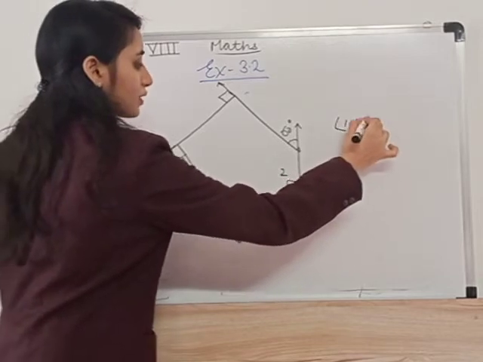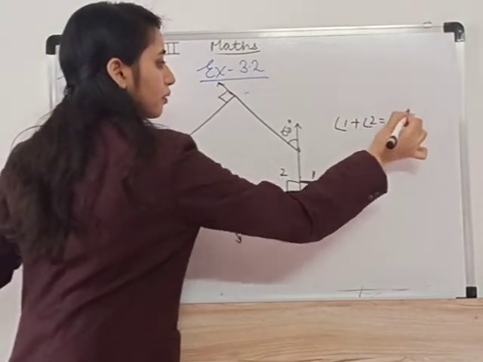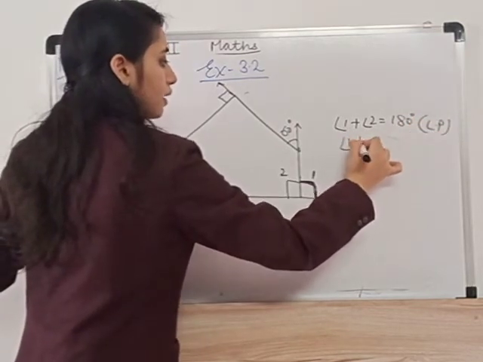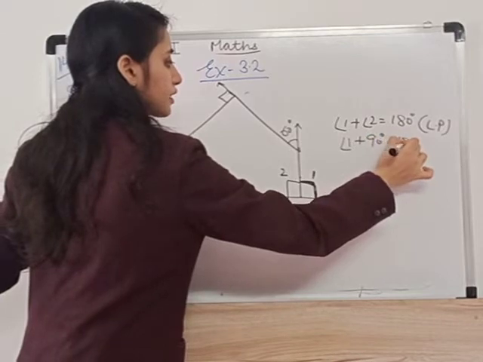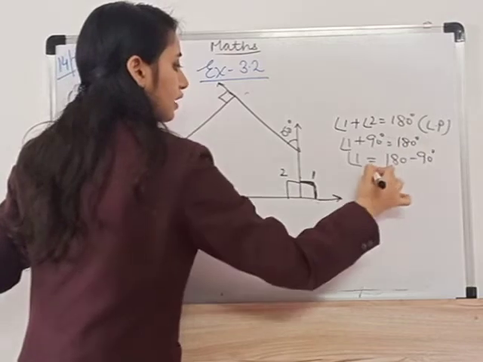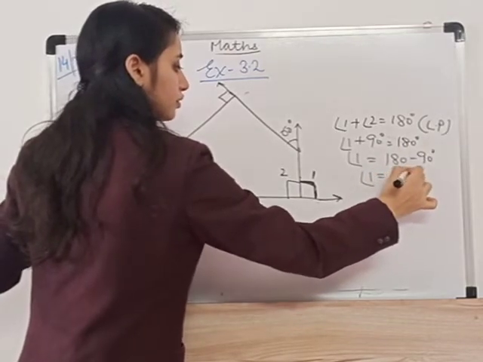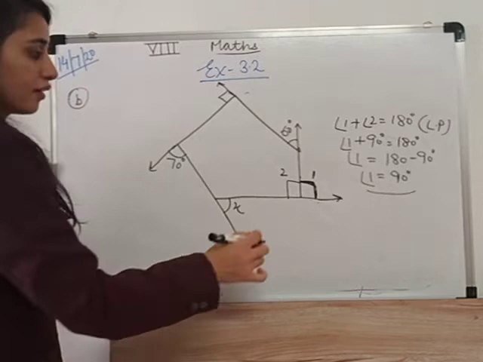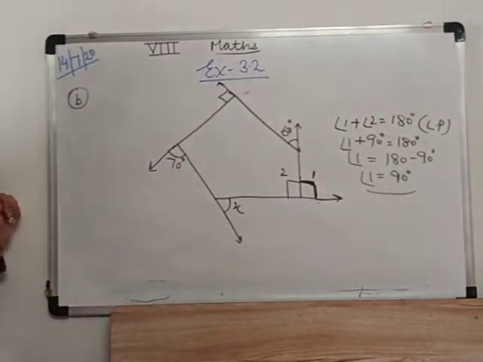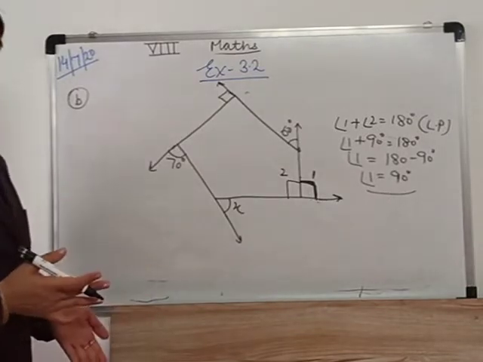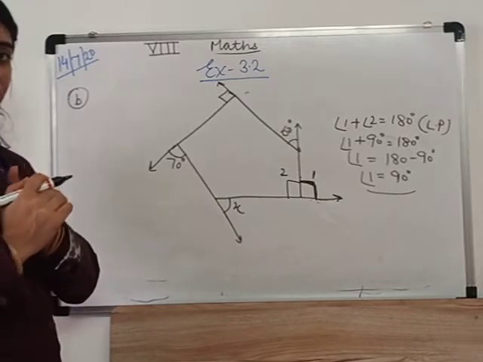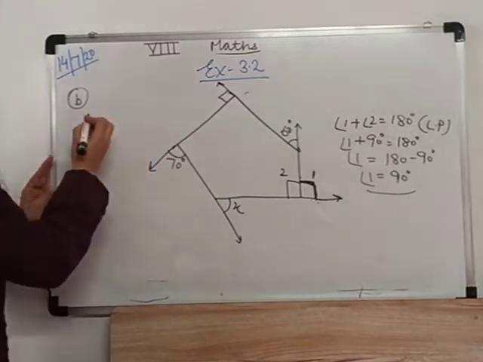Angle 1 plus angle 2 is equal to 180 by linear pair, and angle 1 plus angle 2 is already 90 degrees given. Then angle 1 is equal to 180 minus 90. Angle 1 is equal to 90 degrees, or you can directly write it as 90. Understood? Now, using linear pair, you can solve this question like the previous questions we have done in exercise 3.1, or by using this exterior angle property.